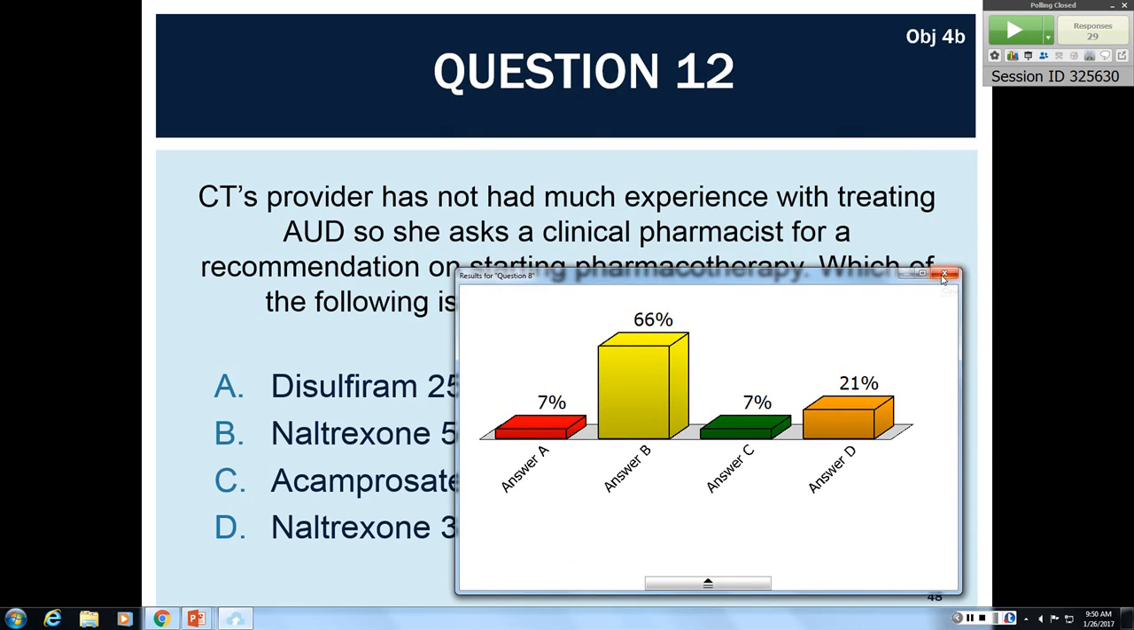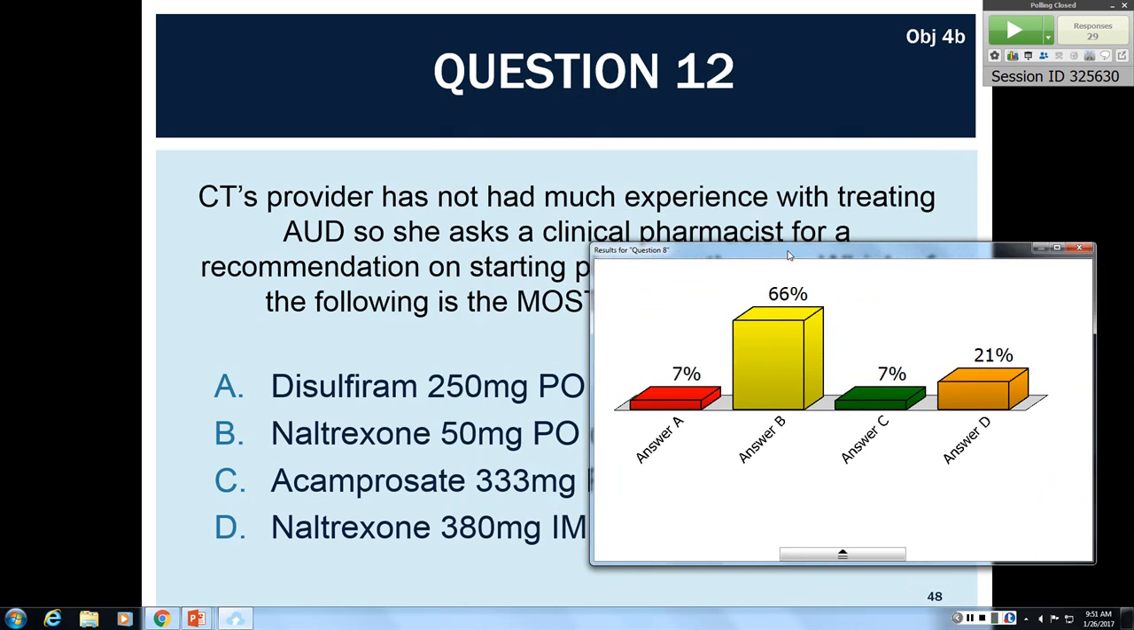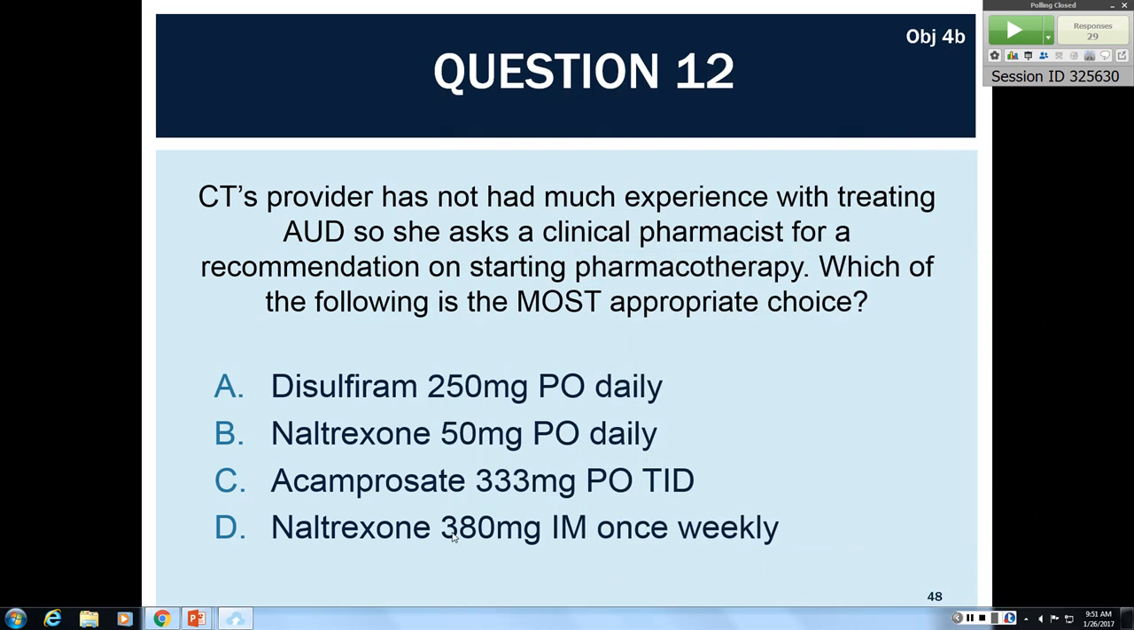We hardly ever use disulfiram unless somebody is totally committed and we know they have a lot of supports to help them make sure they're taking it. And then why not the acamprosate 333 by mouth 3 times a day? You guys are whispering. Yes. It's not the right dose. The right dose is 666 3 times a day. If she had impaired renal function, then that would be the right dose, and it would be a reasonable thing to consider, but it's not the right dose.